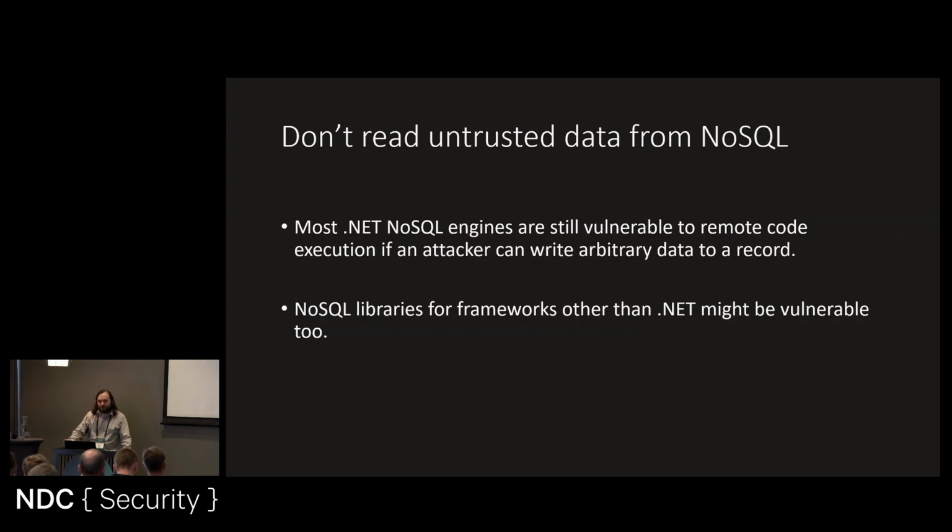This one kind of hurts, but don't read untrusted data from NoSQL engines. So in general, the pattern with NoSQL that you can stick any object type you want into it and then get it back means that if someone can write a malicious record to your database and then you're going to read it later, that's probably going to give you RCE. MongoDB might be safe. I don't know how to exploit it. All of the other ones seem to not be safe. And this is probably an issue in NoSQL libraries that are not built for .NET as well. If you want a research topic, that's a cool one to go into. I haven't looked at them too much.